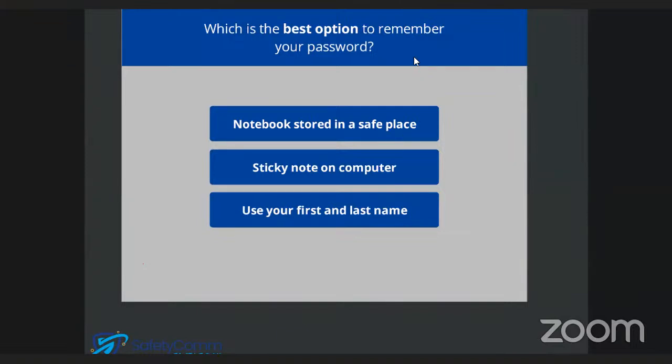So which is the best option to remember your password? Notebook stored in a safe place, if you know that maybe you will never give access to someone else? Yes. Sticky note on a computer? No. Use your first and last name? No.